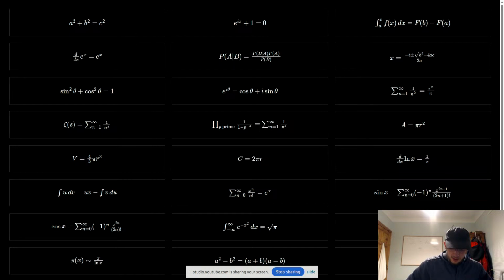A special constant is Euler's constant, which is symbolized by gamma, and is approximately 0.57721 56649 01532 86060 6512, and so on.